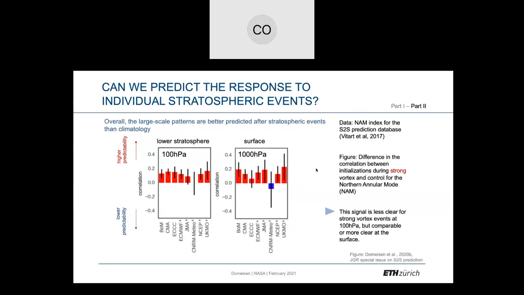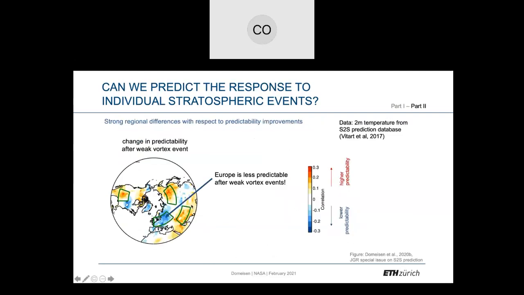But if you look at the actual local distribution, the hemispheric distribution, all the red and yellow areas mean we get a better predictability after weak vortex events. All the blue areas mean we get worse predictability after weak vortex events. And you can see the exact area where we would have hoped to get increased predictability, because Europe is so strongly impacted by the NAO. This is exactly a region where we get less predictability after the weak vortex event. If you ask me why this is, we haven't fully solved this question. We're still working on this.